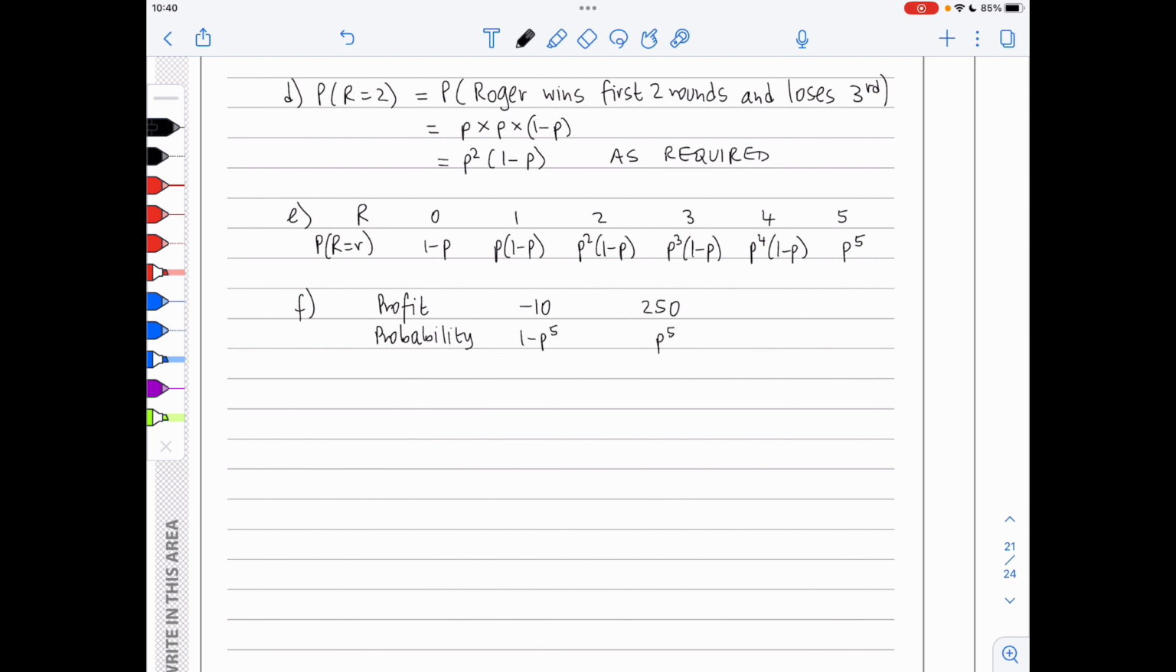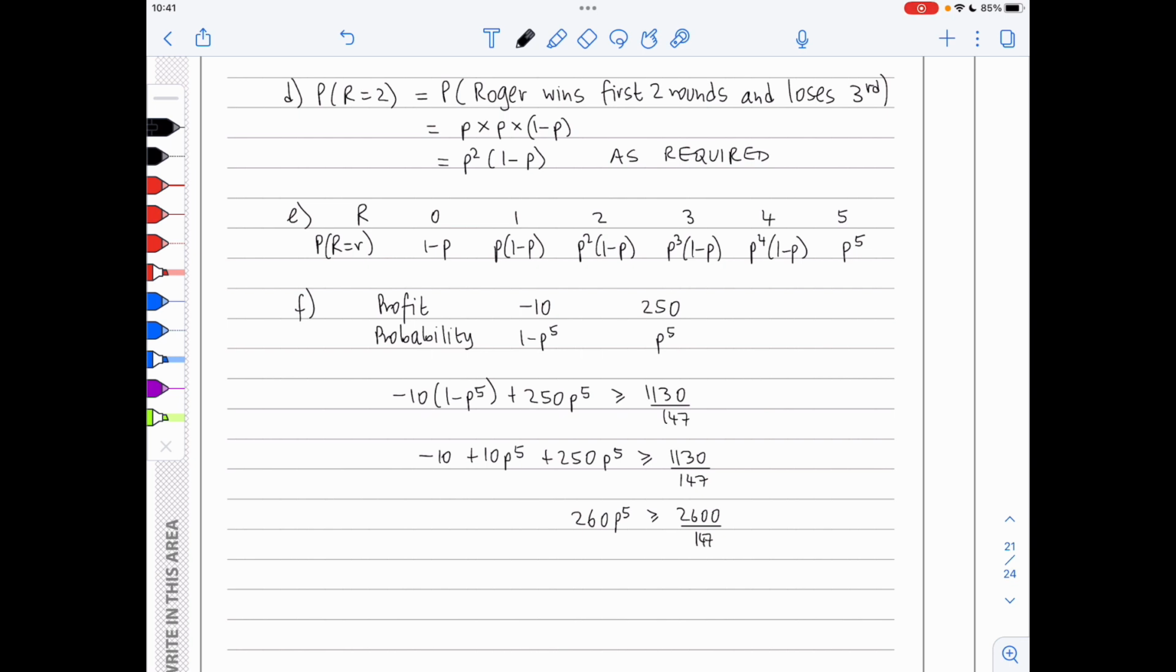Now the expected profit for Roger is minus 10 times 1 minus p to the 5 plus 250 times p to the 5, and we want this to be greater than or equal to 1130 over 147, which was the expected profit for Serena. Minus 10 plus 10p to the 5 plus 250p to the 5 is greater than or equal to 1130 over 147, which takes me to 260p to the 5 being greater than or equal to 2600 over 147.